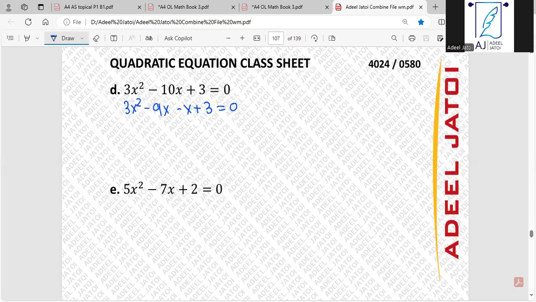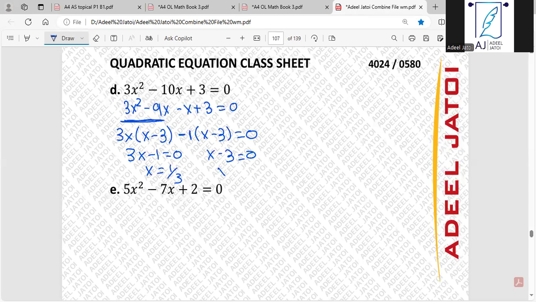So can we just take common between these two? 3x. You're left with x minus 3. Minus 1 common, x minus 3 equal to what? 0. So 3x minus 1 equal to 0, x minus 3 equal to 0, x becomes 1 upon 3 and x becomes 3. So these are the two answers for part D.